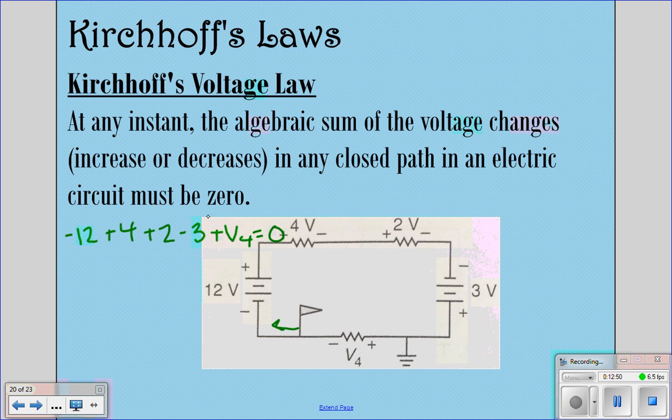And all of those must equal 0. So if you add all of those up and then solve for V sub 4, you're going to get 9 volts. And so that'd be your V sub 4. So that's how you would use his voltage law.